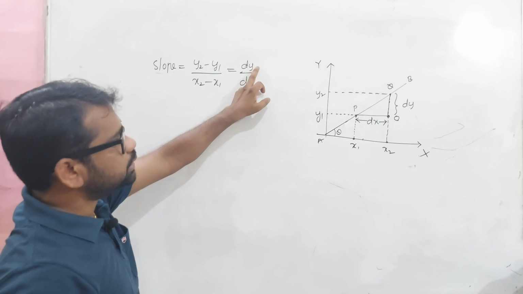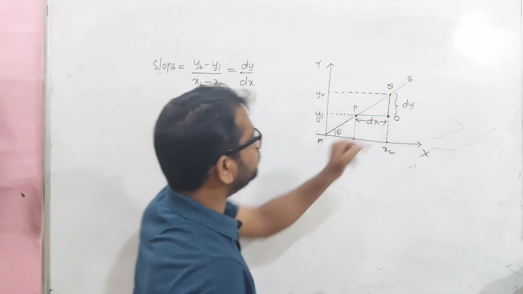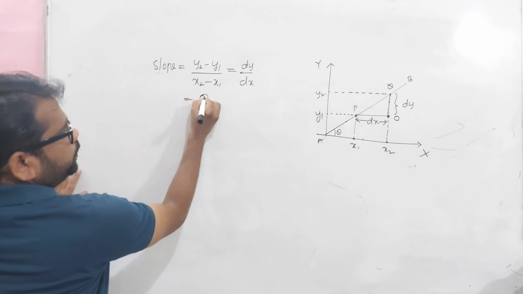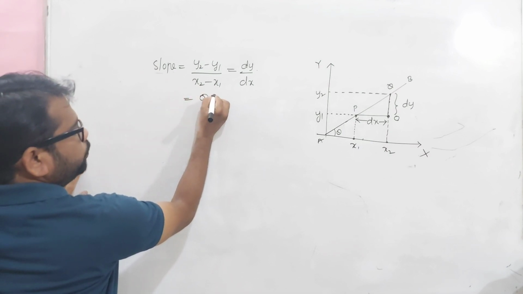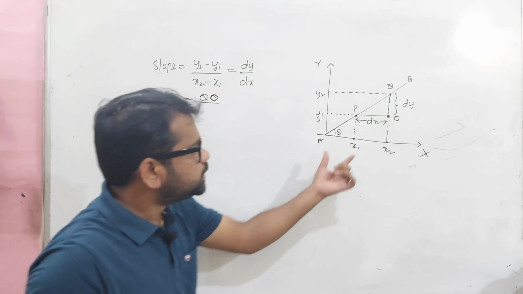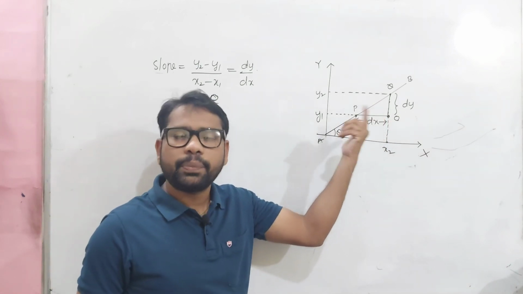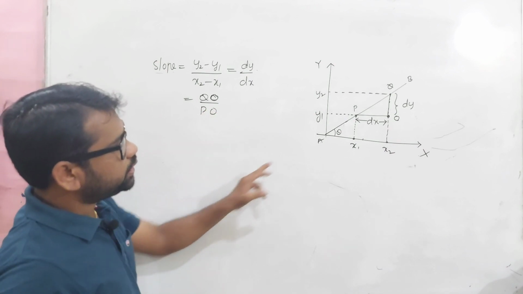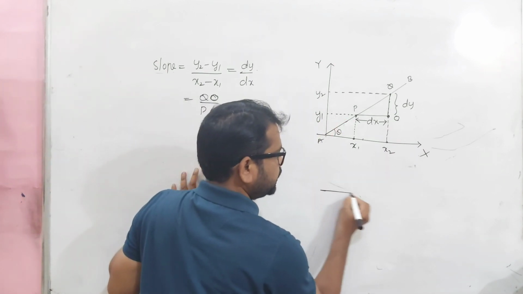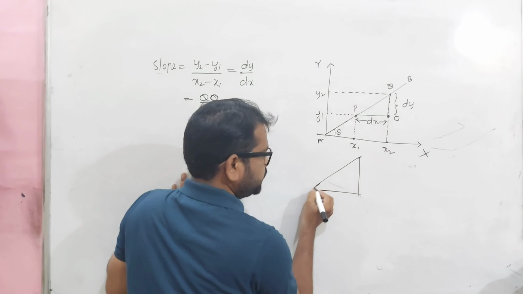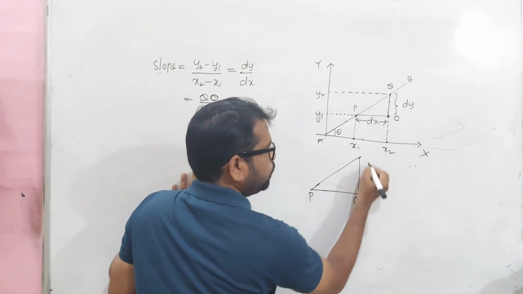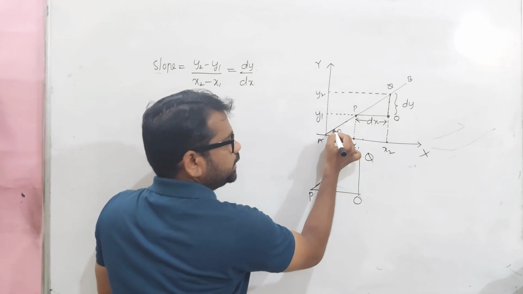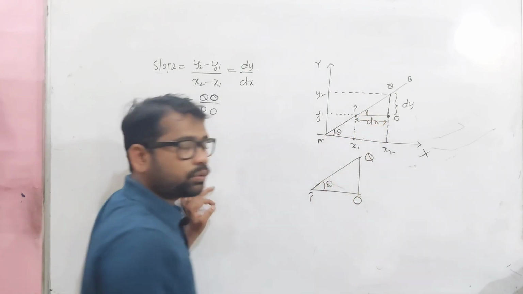So, dy is nothing but OQ, that is QO, divided by dx, which is OP, or PO we can take. But dear children, here this is a triangle, POQ, and this is theta. Obviously, this also will be theta only.